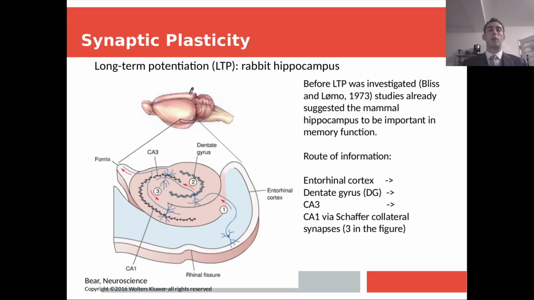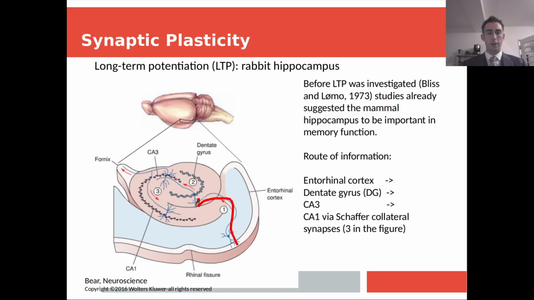Well, this is called long-term potentiation, and it's one of the major types of learning in the brain. Here's an example from rat hippocampus. Even before LTP was discovered in the 1970s, we already knew that the mammal hippocampus was important for memory function. In the hippocampus, it's like a nice little circuit where the entorhinal cortex in the temporal lobe feeds into the dentate gyrus, which is kind of the input to the hippocampus.